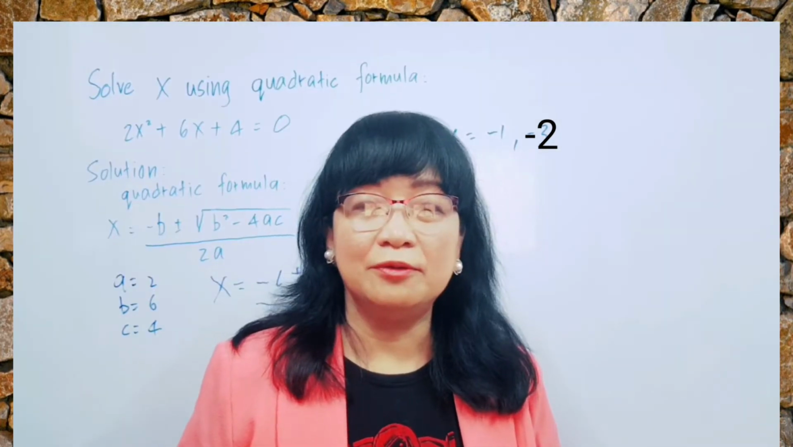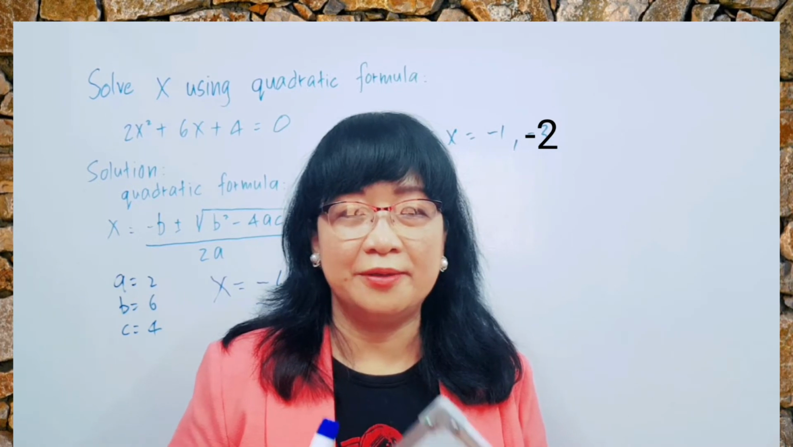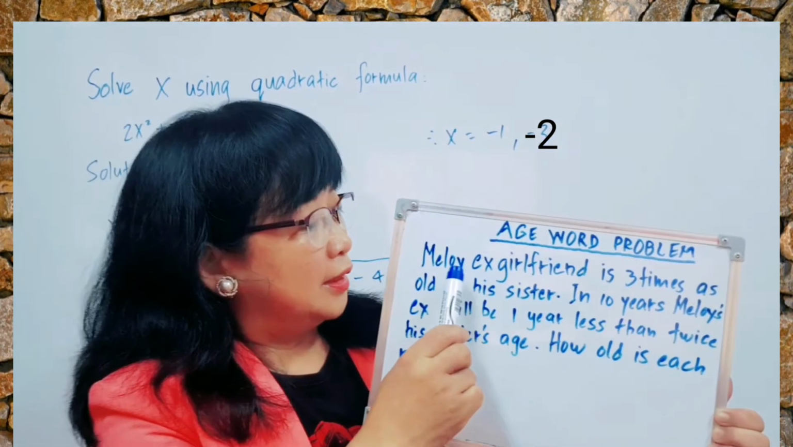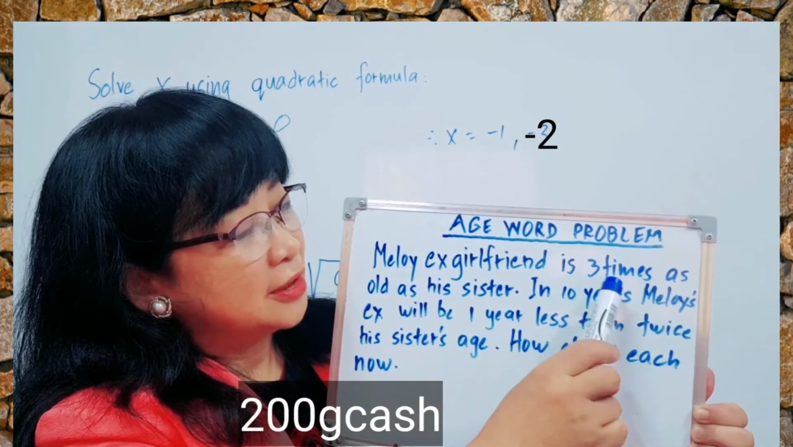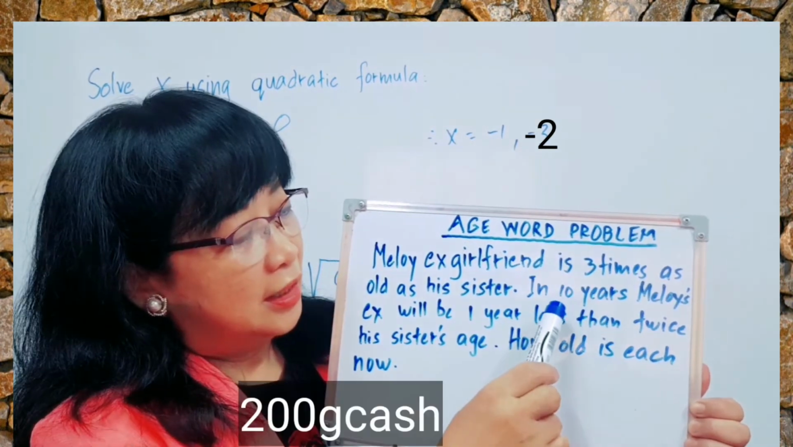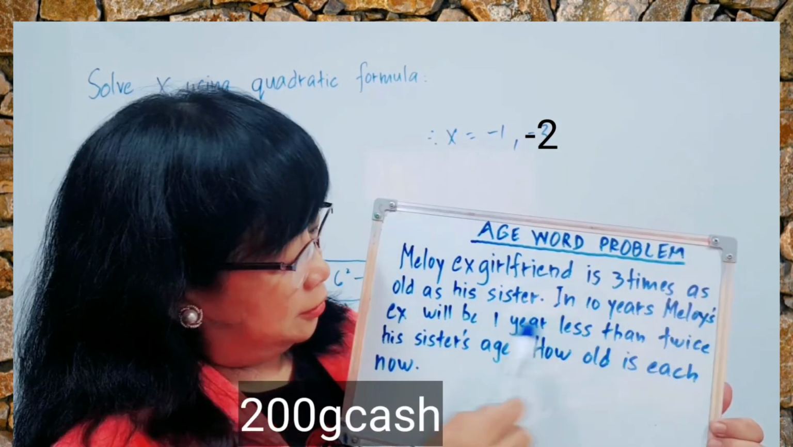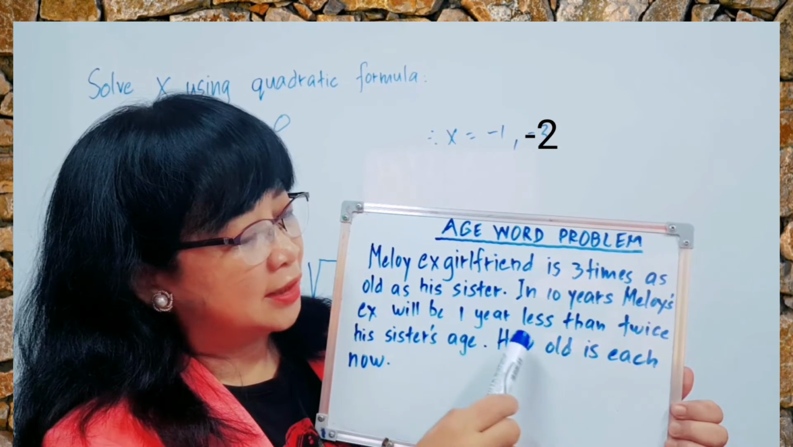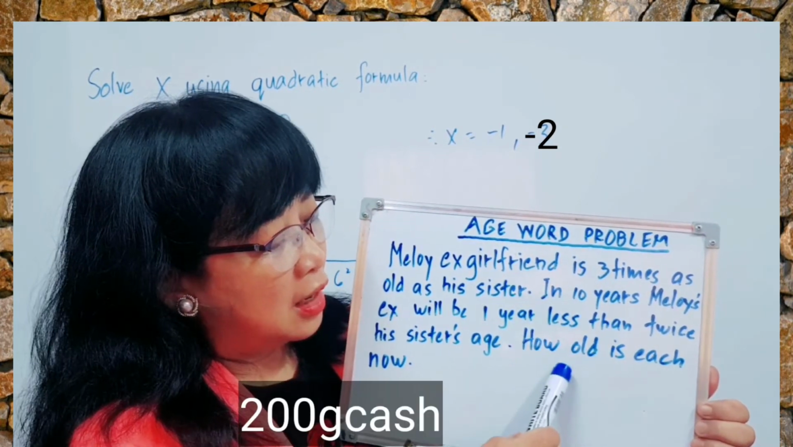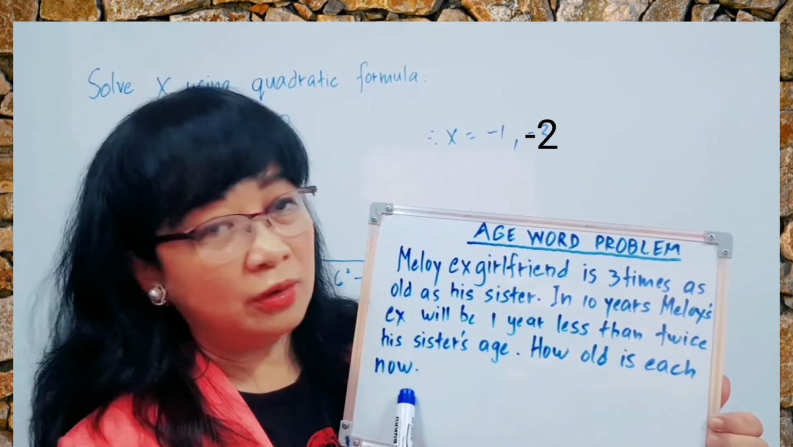So again, I will give you one question to be answered here in the premiere. It is age word problem. Miloy ex-girlfriend is 3 times as old as his sister. In 10 years, Miloy's ex will be 1 year less than twice his sister's age. How old is each now?